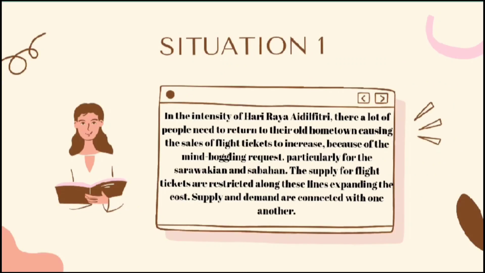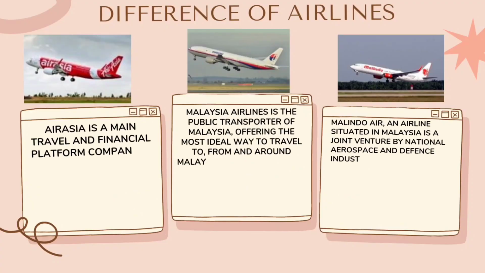Situation 1. In the season of Hari Raya Aidilfitri, a lot of people need to return to their hometowns, causing the sales of flight tickets to increase by mind-boggling figures, particularly for Sarawakians and Sabahans. The supply of flight tickets is restricted along these lines, expanding the cost. Supply and demand are correlated with one another. Difference of the airlines.